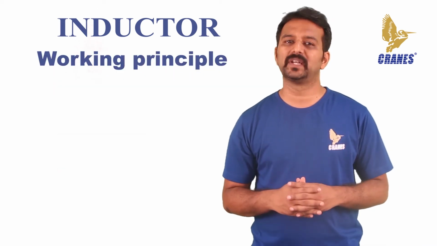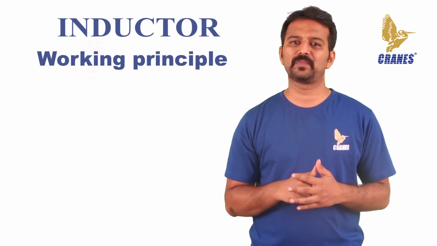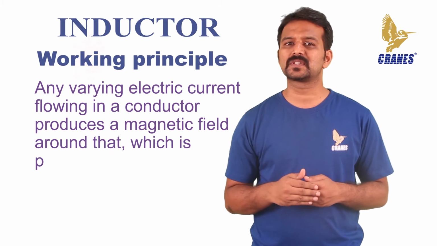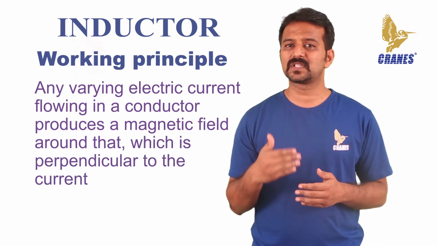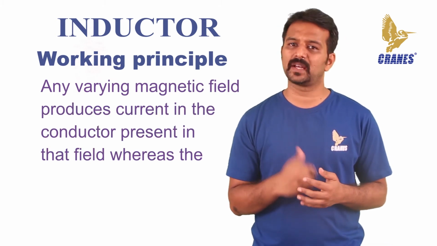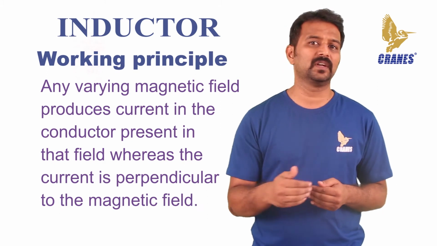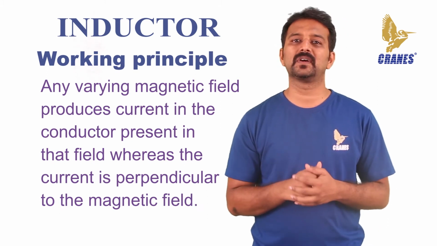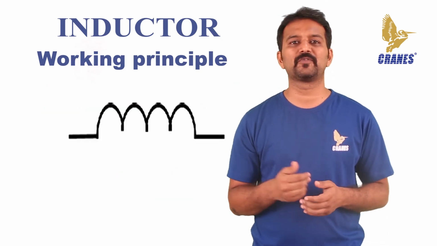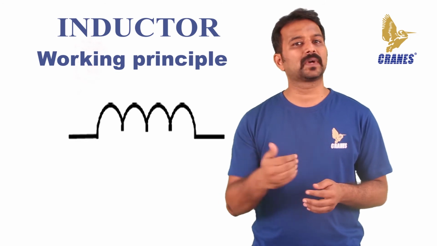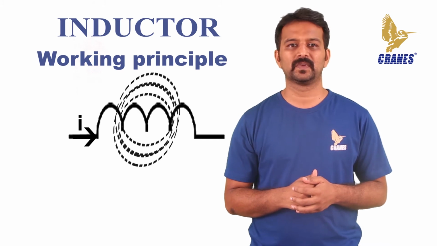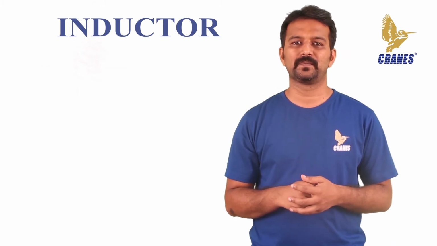Let's look at the working of an inductor. According to the theory of electromagnetic induction, any varying electric current flowing in a conductor produces a magnetic field around it, which is perpendicular to the current. And also, any varying magnetic field produces current in a conductor present in that field, where the current is perpendicular to the magnetic field. Now, consider an inductor made up of a conducting coil. When some current passes through the inductor, a magnetic field is created perpendicular to it, which is indicated as shown.